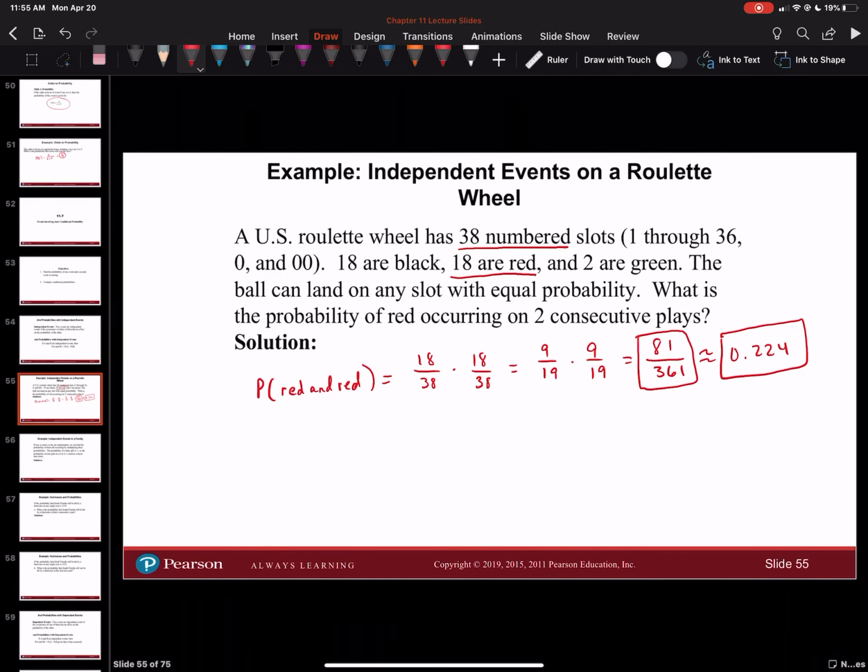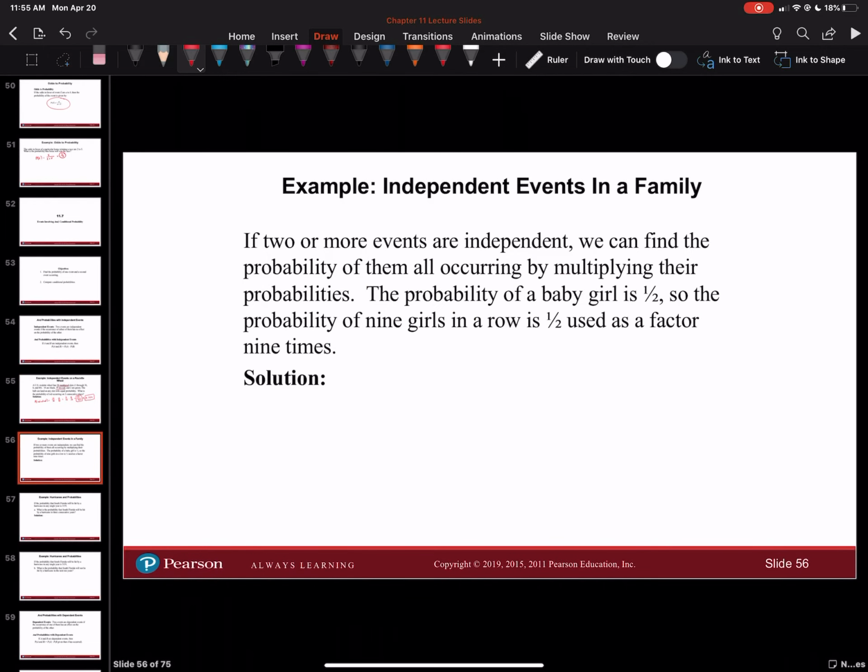All right, let's look at the next question. If 2 or more events are independent, we can find the probability they all occur by multiplying their probabilities. The probability of having a baby girl is 1/2. Find the probability of having 9 girls in a row.